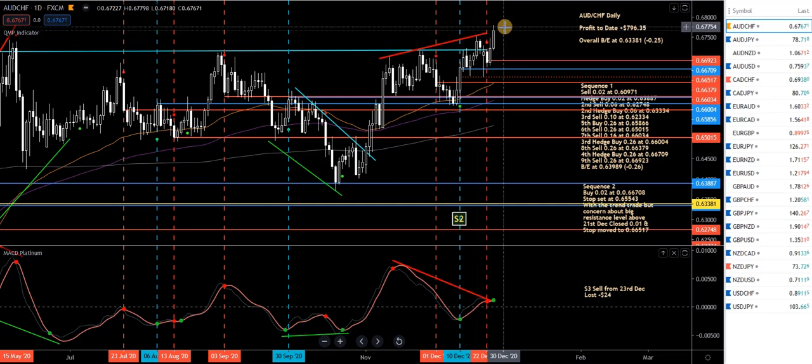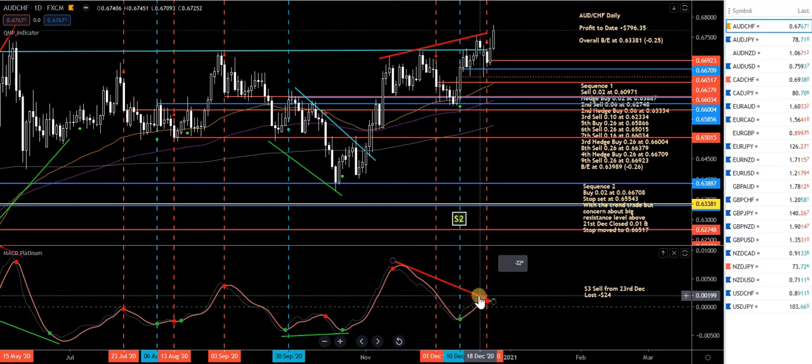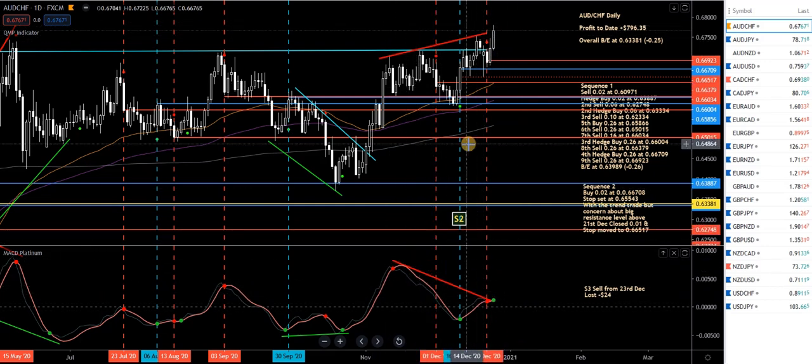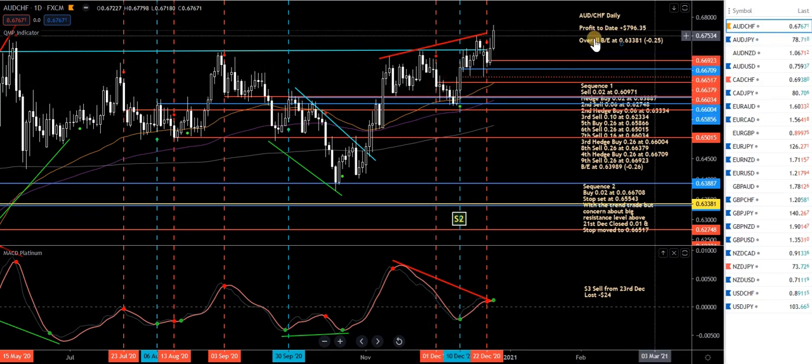So this divergence: price is going up, at this stage the MACD is lower. So it's regular divergence there. That's the Aussie Swiss. The reason it's highlighted in yellow is because I've stopped out and I haven't advised the Facebook group or the Telegram channels yet. I've just updated the spreadsheet and it's all up to date.